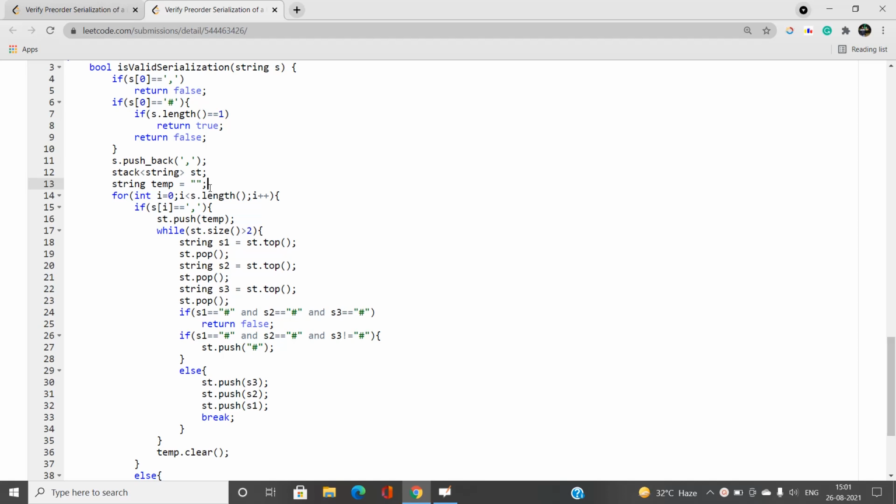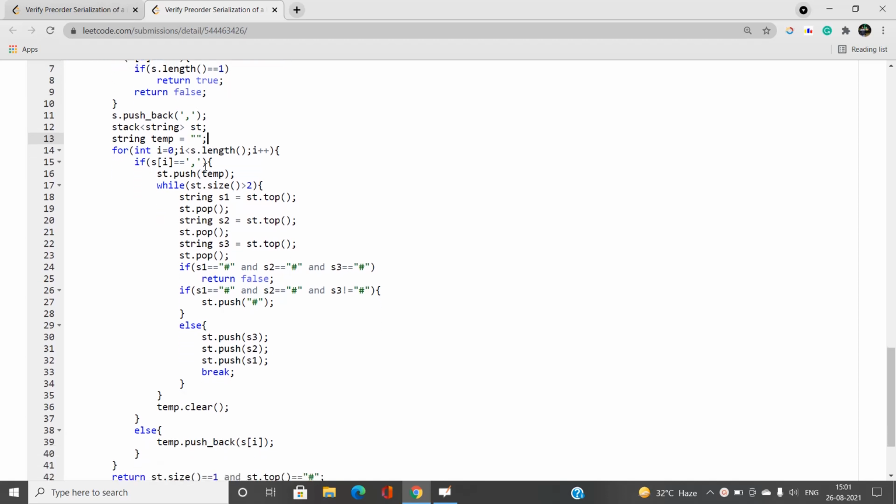Now if we encounter a comma, it means that we are going to first push back whatever substring is lying over here, between the current comma and the previous comma, and we are going to check it by doing the operations. While stack size is greater than 2, pick out the first three strings and check if it is a valid pattern or not.